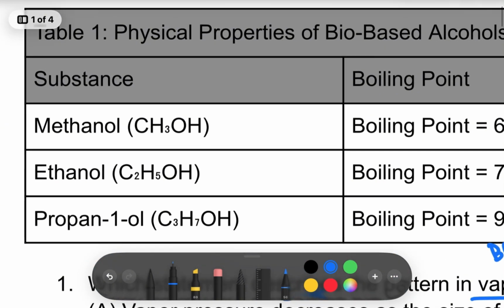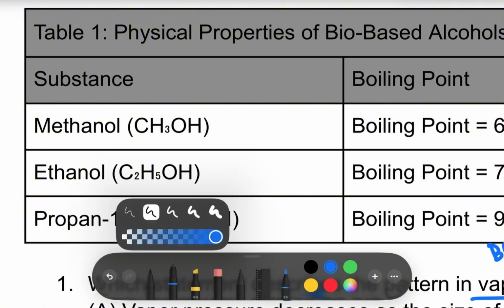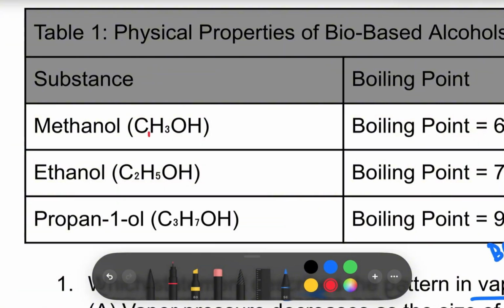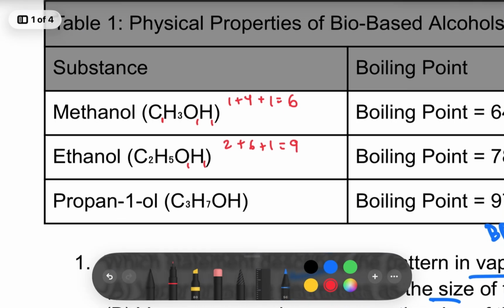So we see methanol. In methanol, we have 1 carbon atom, 4 hydrogen atoms, and 1 oxygen atom. So we have 4, 5, 6 atoms total in this compound. Then for ethanol, we have 2 carbon, 6 hydrogen, and 1 oxygen. So we have 6, 7, 8, 9. And then for propanol, we have 3 carbon, 8 hydrogen, and 1 oxygen.